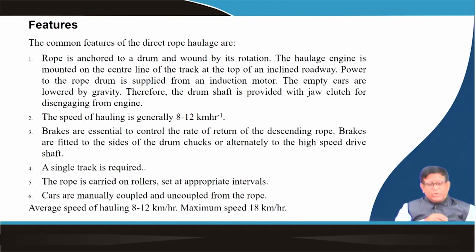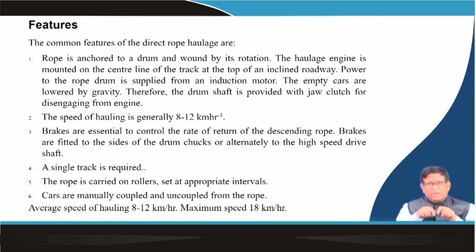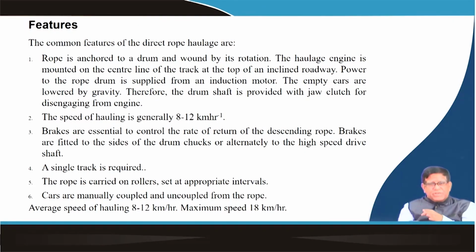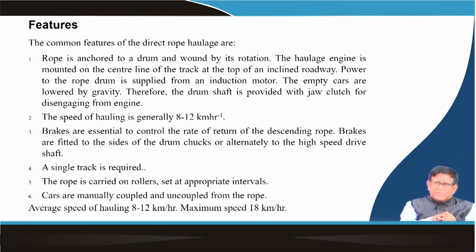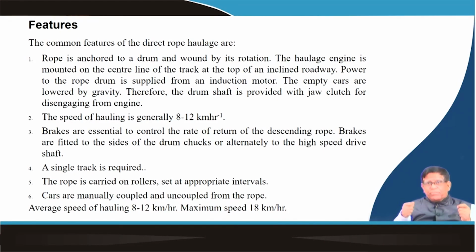The rope is carried on rollers, that is the rope which will be pulling up and down. Between the track there will have to be some rollers, otherwise the rope will have friction with the track, that road material, and it will get worn out. But when you put rollers there, this rope will go over them, and you keep proper lubrication there, so that the rope wires do not get worn out, because if the wires of the rope get worn out and come out, then the strength will decrease and the rope may break, leading to accident and failure.